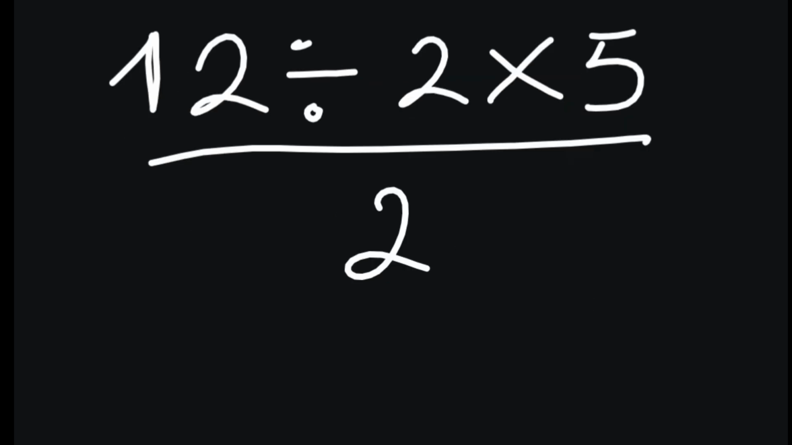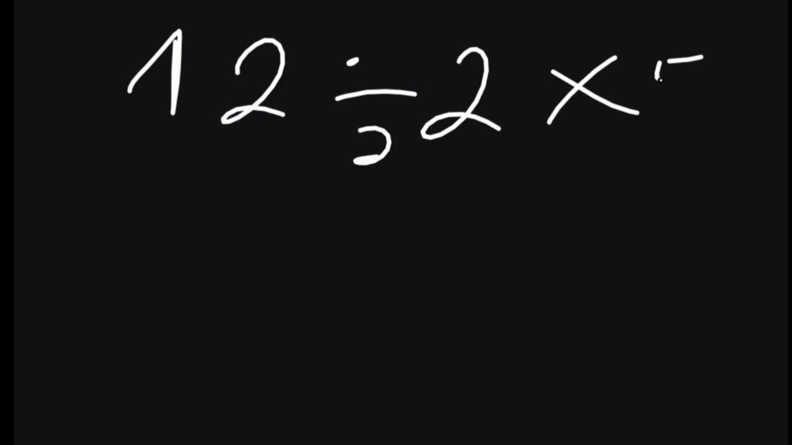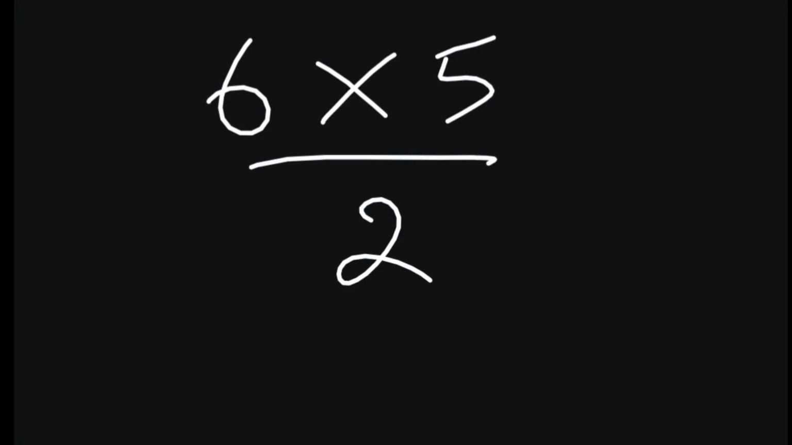Okay, that's great. Let's take a look at this one. What we're going to do is separate this into two different parts. You're going to be taking the numerator, that is 12 divided by 2 times 5. Solving this, you take the principle of BODMAS, that is division. 12 divided by 2, you are going to have 6, and 6 times 5 is equal to 30. Hence, you are going to be having 6 times 5 divided by 2.